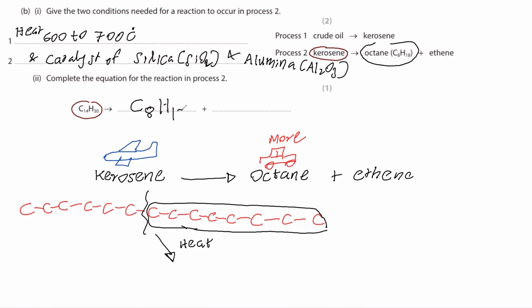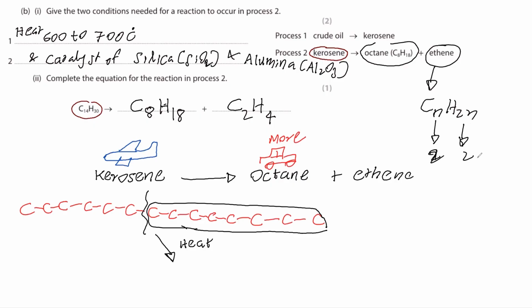C8H18 plus ethene. You know what ethene is? Ethene means it has 2 carbon. Ene means it's an alkene, so 4 hydrogen. How do you know that is 4 hydrogen? Because the general formula of alkene is CnH2n. If the number of carbon atoms is 1, the number of hydrogen atoms should be 2. If the number of carbon atoms is 2, the number of hydrogen should be 2 times 2, which is 4.